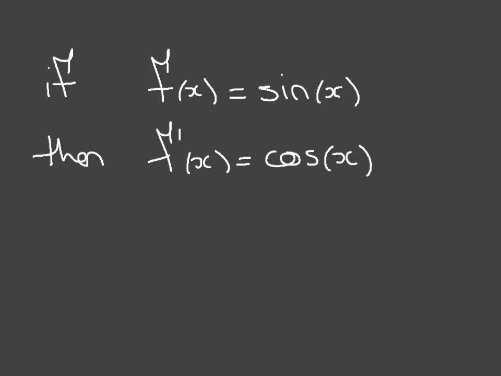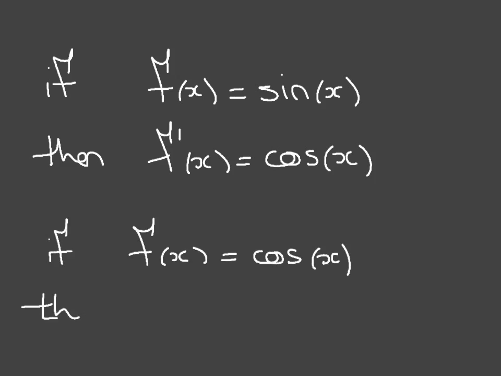and if f of x equals cosine of x, then the derivative f dash of x will be equal to negative sine of x. And there you have it. That's how you differentiate the sine and the cosine function.